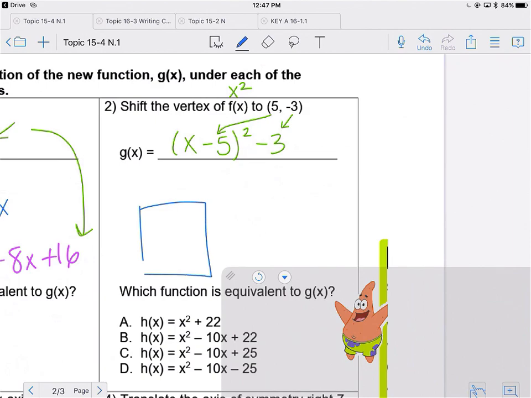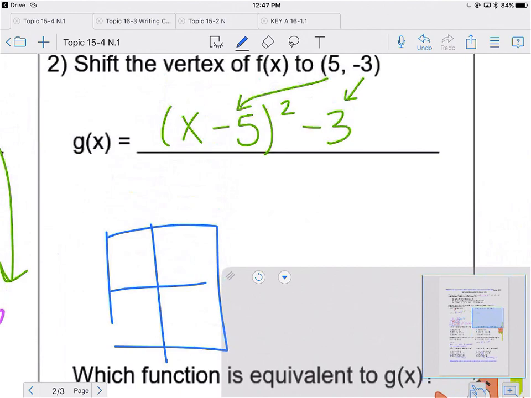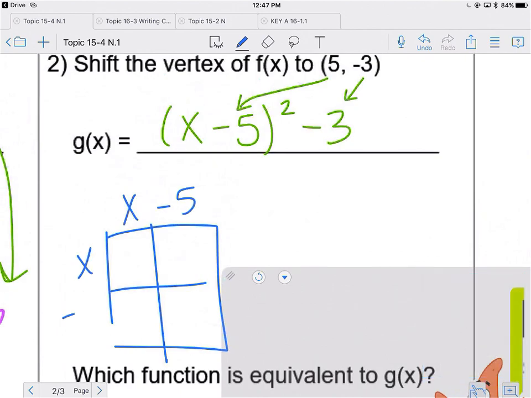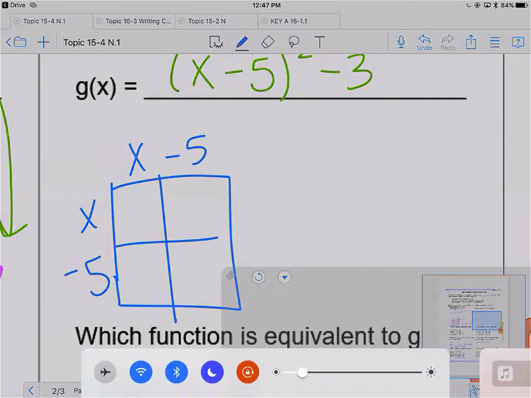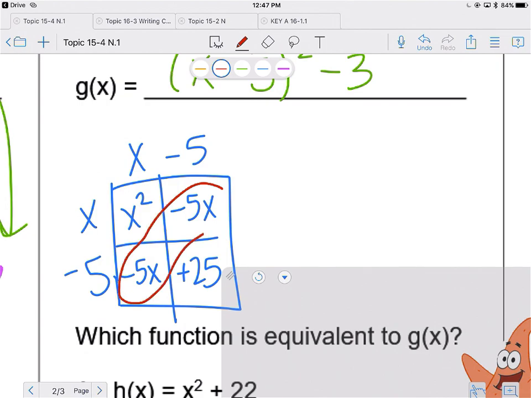To find, again, the equivalent function, all of these are listed as they've been multiplied out. So I take x - 5 and square it, so (x - 5)(x - 5). Top times side, x times x is x². x times negative 5 is negative 5x. Negative 5 times x is negative 5x. Negative 5 times negative 5 is a positive 25. Combine my like terms. So I have x² - 10x + 25.